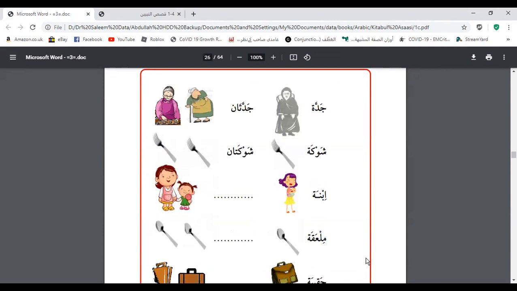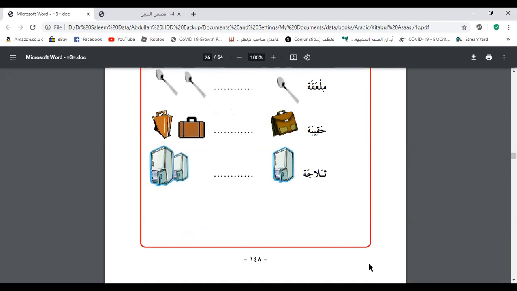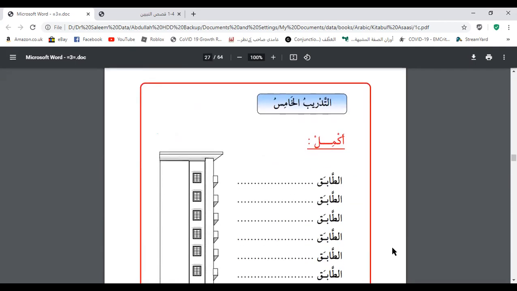Now it's feminine. Shawka, fork. Shawkatani. Ibna, ibnatani. Mil'aqa, mil'aqatani. Two of those. Haqiba, haqibatani. Thallaja, refrigerator. Thallajatani. Complete this.